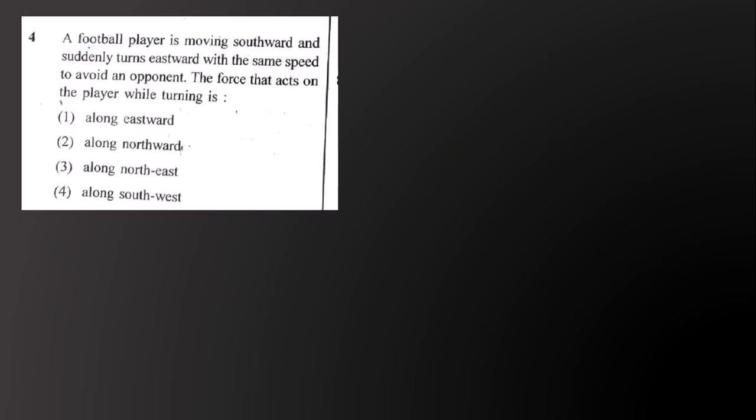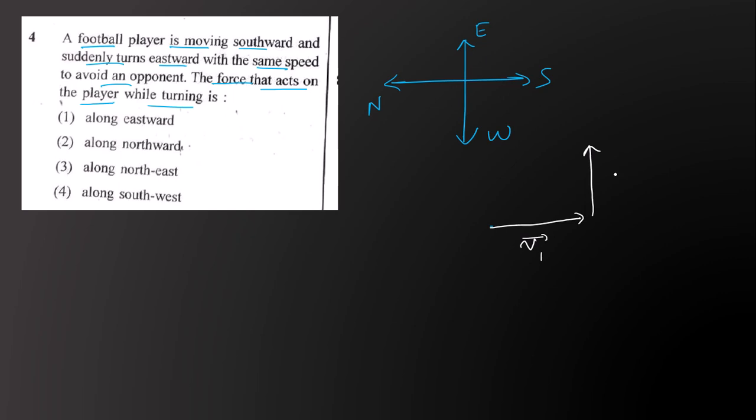Here in this question, it is given that a football player is moving southward and then suddenly turns eastward with the same speed to avoid an opponent. And in this particular process, the force that acts on the player is in a particular direction, and we have to find that direction. So to understand, let's say this is my east, this is north, this is south, and this is west. The player was moving like this. Let's say this is the way the player was moving. Let's say v1 was the velocity, and then the footballer turns eastward.